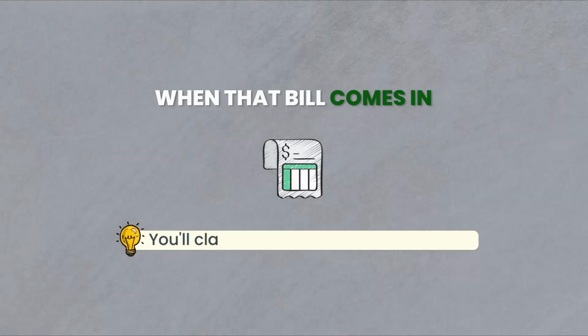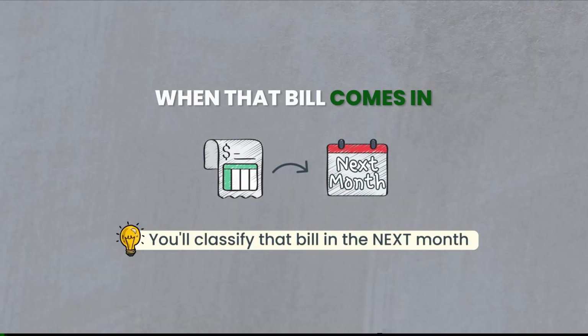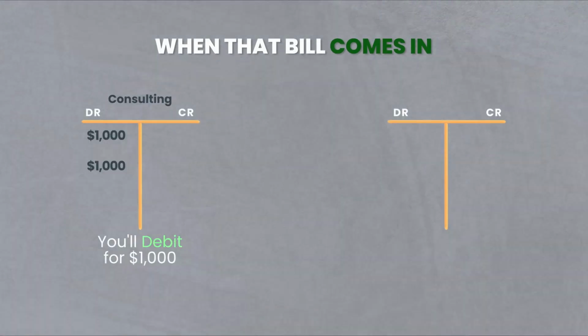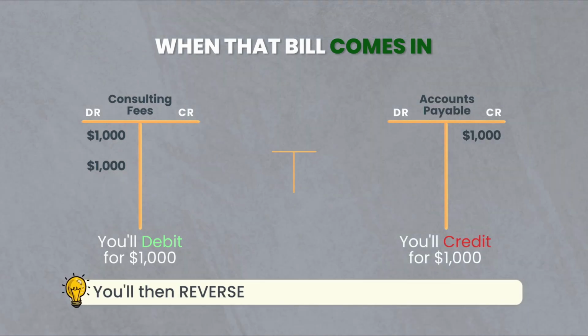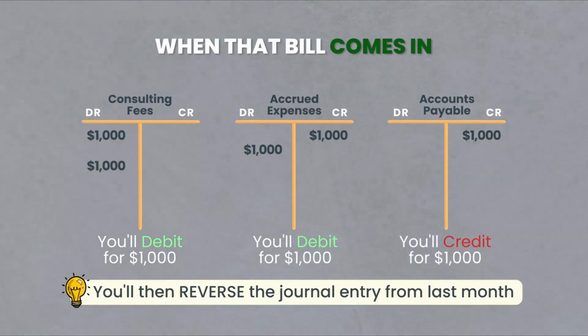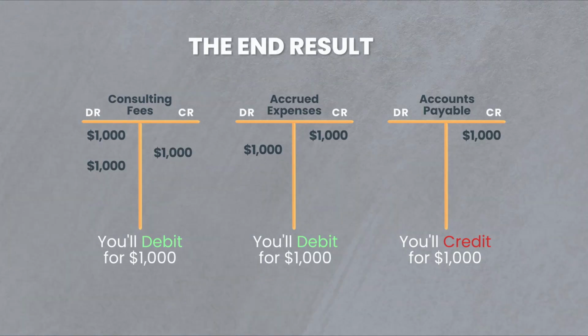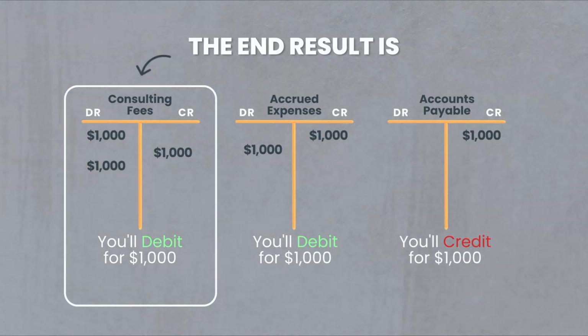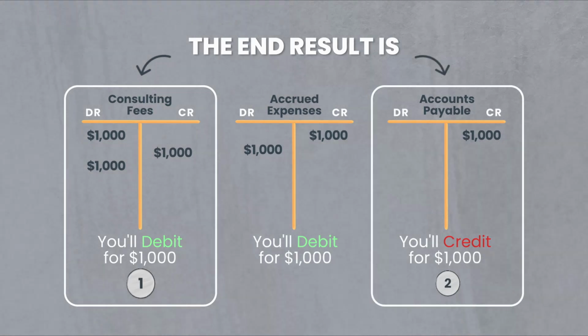Now, in a few days, you'll receive a bill from your fractional CFO, but your books may already be closed and locked. So here's where things get a bit tricky. When that bill comes in, you'll classify that bill in the next month as you normally would for a bill. Debit consulting fees, credit accounts payable. You'll then reverse the journal entry from last month. So you'll debit accrued expenses and you'll credit consulting fees. The end result is that you'll be left with a consulting fee in one month and an accounts payable balance in another month. If you estimated correctly, way to go. If not, that's okay too.